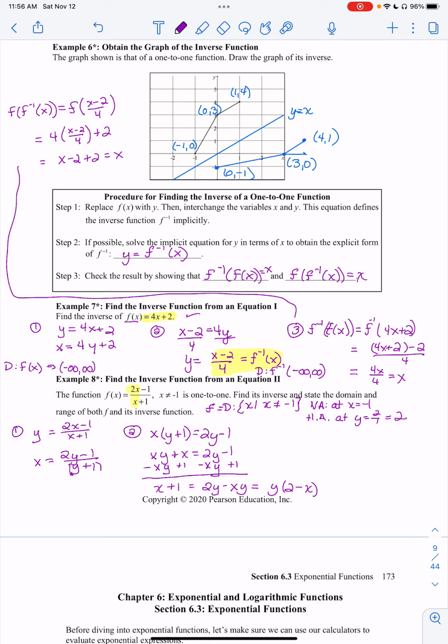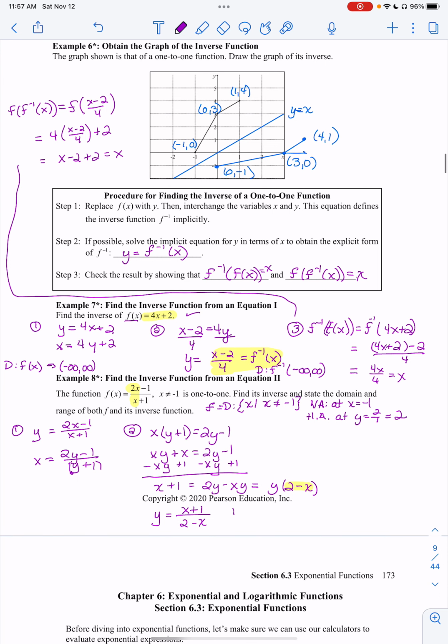So now I can solve for y by dividing both sides by my 2 minus x term, and what I end up with is y is equal to (x plus 1) over (2 minus x). So here we should note that, let's go ahead and set this equal to inverse f. So this is inverse f of x, okay? And here we probably want to note that our domain is, I can't have the denominator equal to 0, so it's x such that x is not equal to 2.